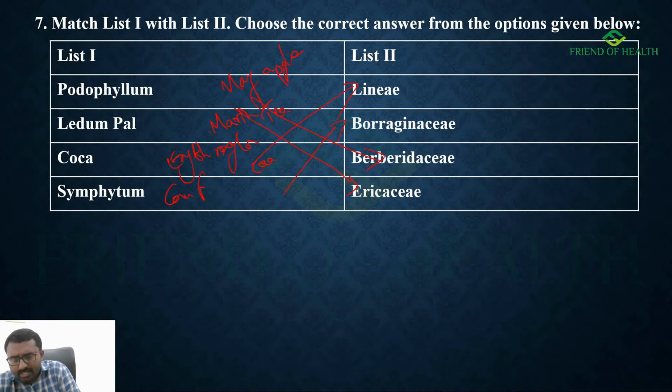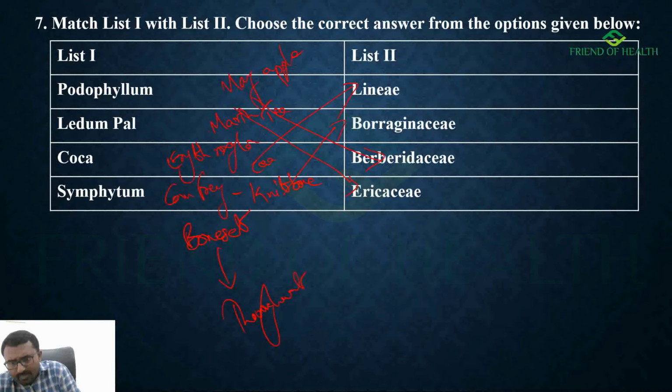Then Symphytum is having different common names. Comfrey is given in the keynote. If you see Boericke, comfrey, knitbone is written. So knitbone is also a common name of Symphytum. Also, boneset is a common name of Symphytum.